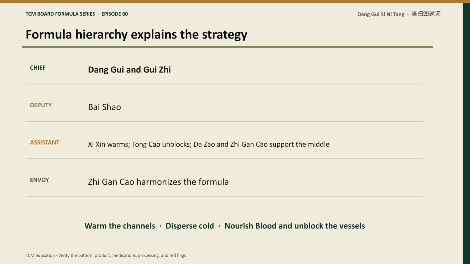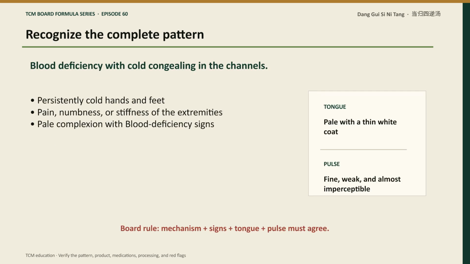Organize the hierarchy. Chief, Gui and Gui Zhi. Deputy, Bai Shao. Assistant role, Xixin warms, Tong Cao unblocks, Dazao and Zhi Gan Cao support the middle. Envoy role, Zhi Gan Cao harmonizes the formula. This framework links ingredient choice to mechanism, helps explain dose emphasis, and makes the formula easier to distinguish under exam pressure. The target pattern is blood deficiency with cold congealing in the channels.